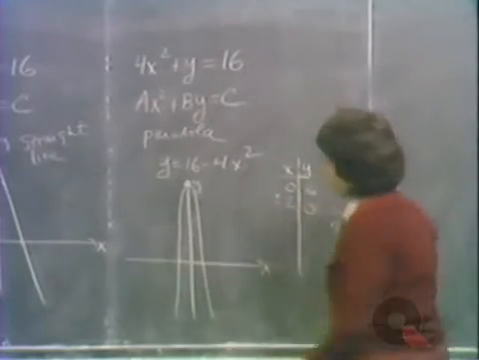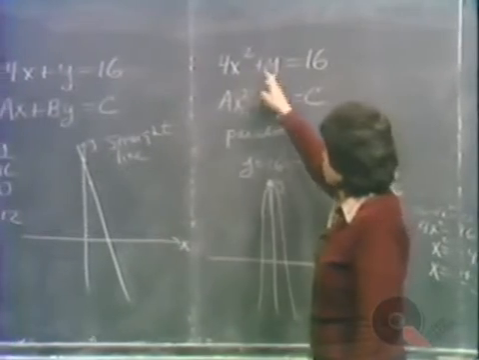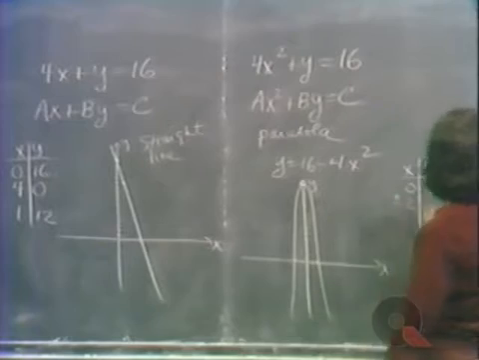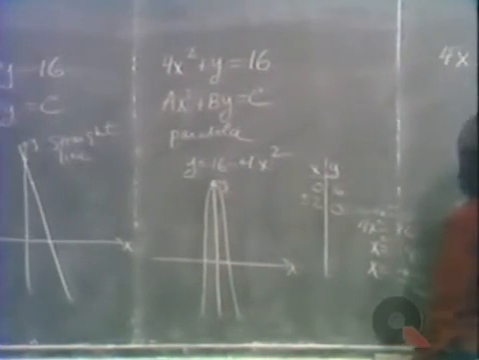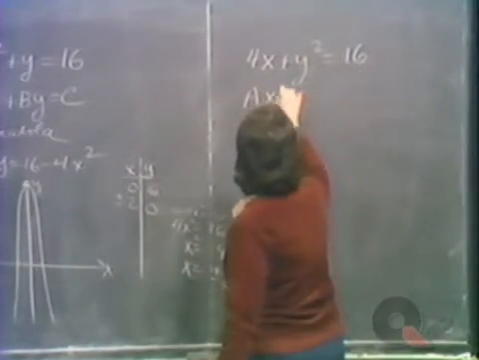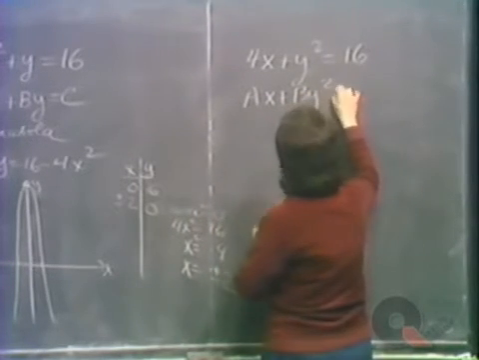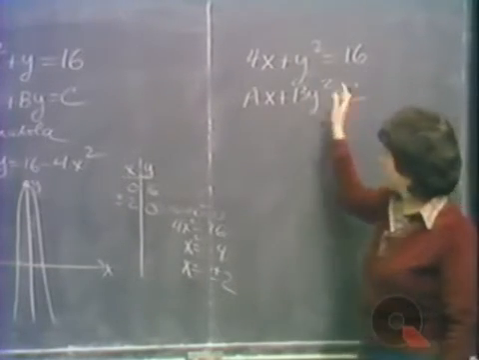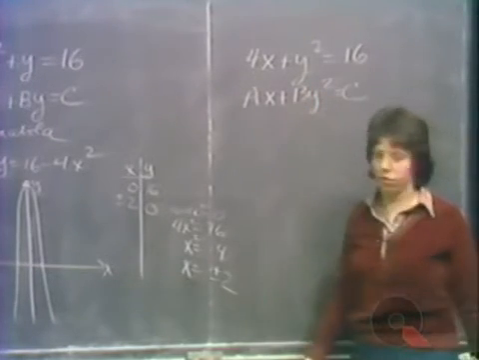Okay, what if I had, going back to the straight line that we had, instead of making it 4x squared plus y equals 16, what if I'd made it 4x plus y squared equals 16? This would also be a parabola. Here we have something like ax plus by squared equals a constant. The important thing is that x or y appears to the second power. In this case, y appears to the second power. x appears only to the first power.